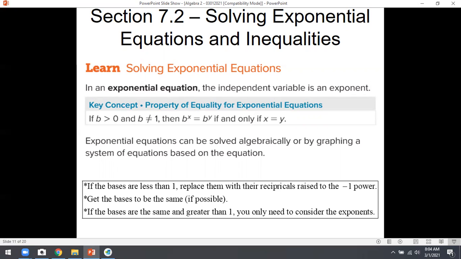So b to the x equals b to the y. Well, those bases are the same. That means x equals y. That's your main theme for this. That's really it. Besides knowing some basic exponent rules from middle school and things like that, it really isn't going to be that complicated. So we'll see if we know that.